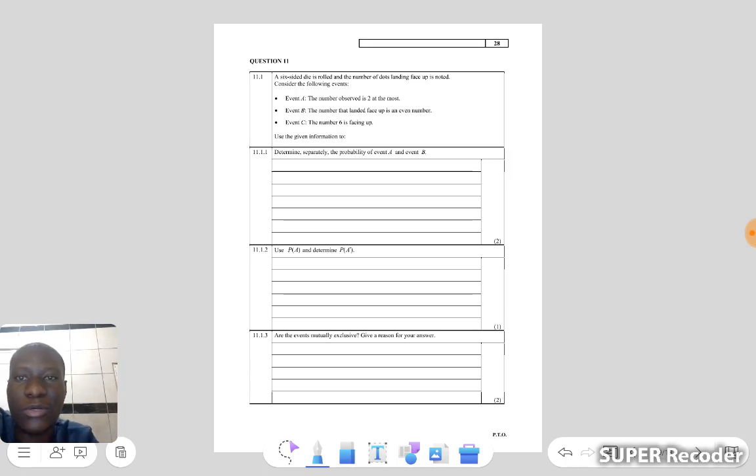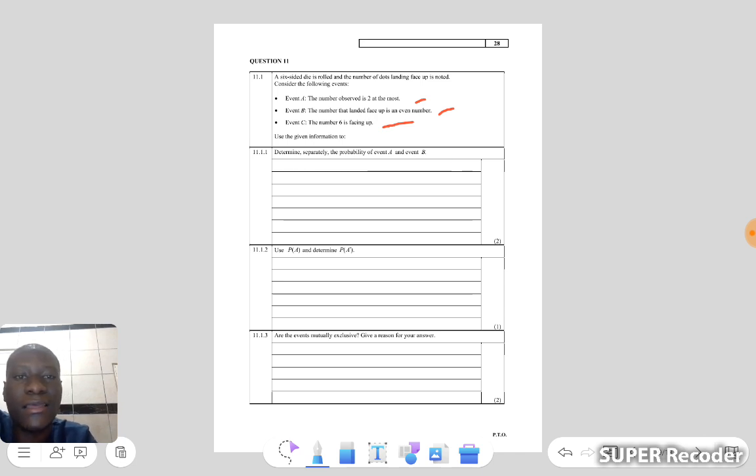Question 11.1. A 6-sided die is rolled and the number of dots landing face up is noted. Consider the following events. Event A, the number observed is 2. Event B, the number that landed face up is an even number. Event C, the number 6 is facing up. Use the given information. Determine separately the probability of event A and event B.